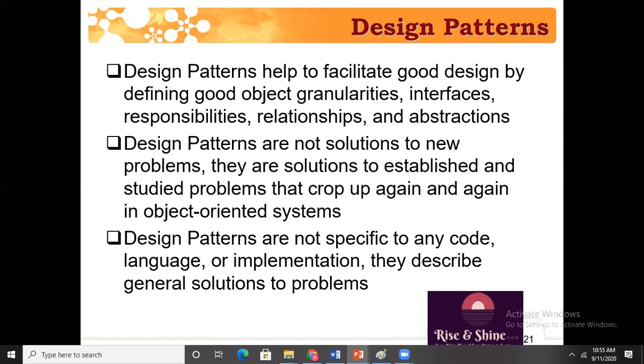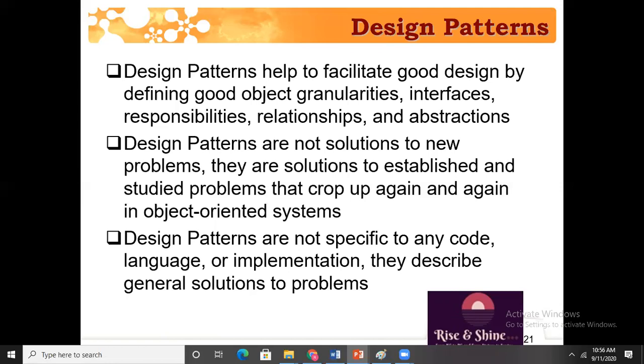Though a problem previously occurred on the Windows platform, you can use the same solution for the Linux platform, because design patterns are not specific to any language. They are specific to problems, whether that problem is occurring on one platform or another. They are general-purpose solutions. So you can use that solution as it is if that problem occurs again in development, or you can use it with a small modification or small customization.